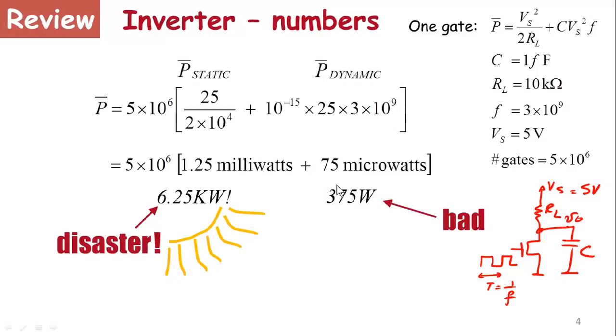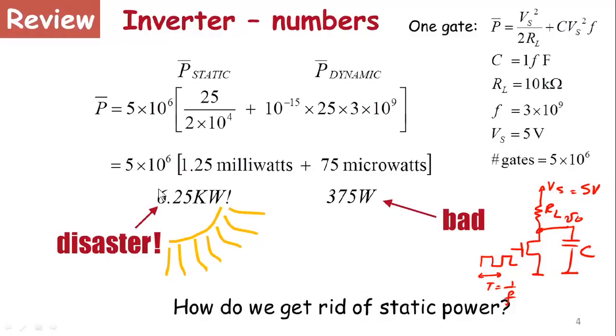Now, 375 watts is pretty bad. This is not something where we could build a heatsink that could dissipate this amount of power. It can be done, but it requires heroics. It requires some real heroes to build those circuits and deal with it. So this is pretty bad too. But the 6 kilowatts is of course a total disaster. So we're going to start by looking at how to get rid of the static power, how to get rid of the 6 kilowatts. And once we do that, we'll then focus our attention on the remainder, which is the dynamic power.